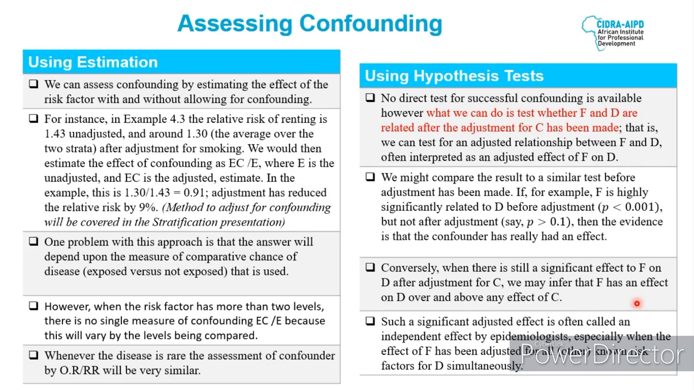Assessing confounding. There are two ways we can assess confounding: using estimation and using hypothesis tests. For estimation, we can assess confounding by estimating the effect of the risk factor with or without allowing for confounding. We'll talk about an example right now.